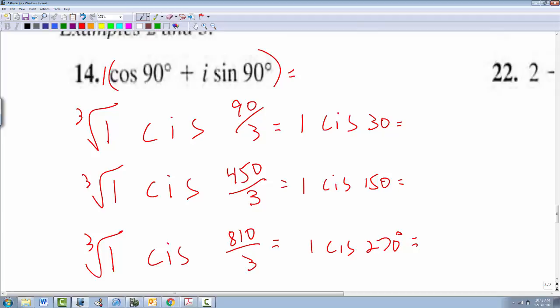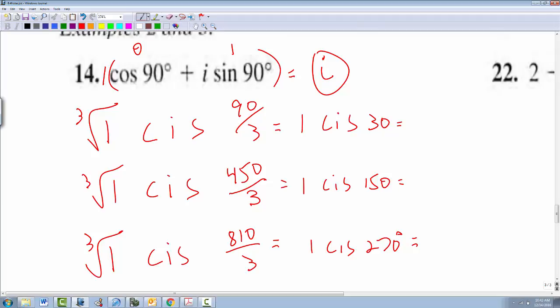What's the cosine of 90? 0. What's the sine of 90? 1. So this is 1i. What we just found is the cube roots of i. We found the numbers that, when cubed, equal i. That's what we found. So now I'm going to turn this into rectangular, and then I'm going to cube it. And then what happens when I cube it? What should I get? i.